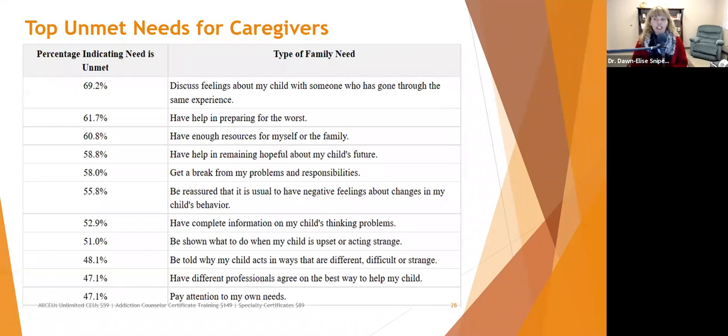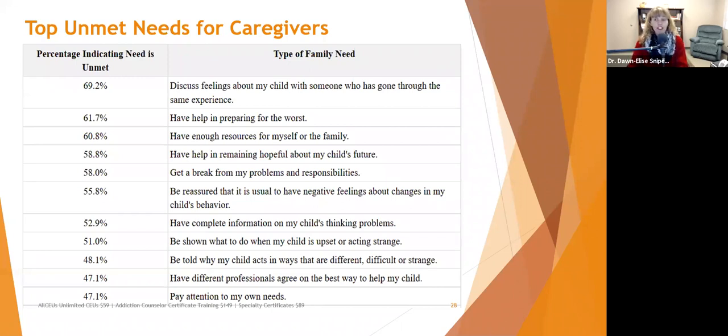They need to be reassured that it's usual to have negative feelings about changes in the child's behavior. It's normal to get frustrated. It's normal to get scared. And it's normal to get outright angry sometimes. That's okay. If you recognize what's going on, we want to help them identify that feeling and figure out what to do with it instead of venting it on the child. Half of them want complete information on their child's thinking problems.